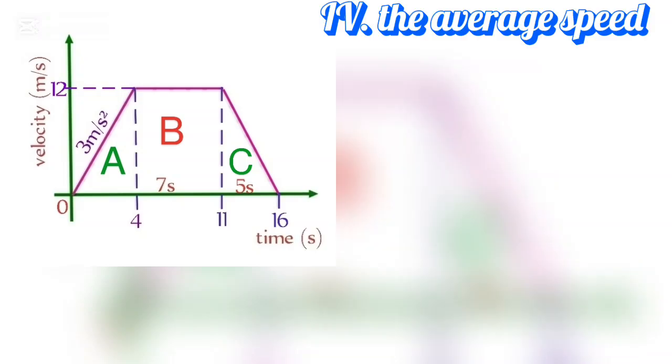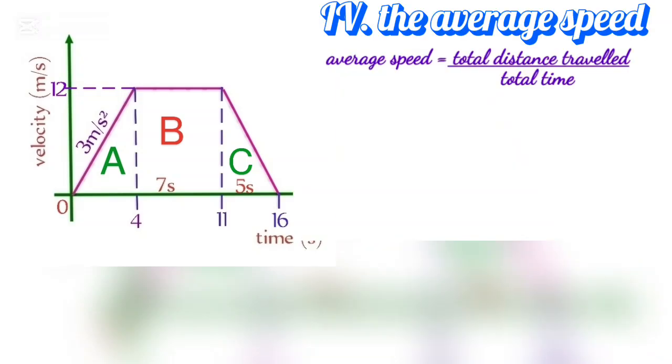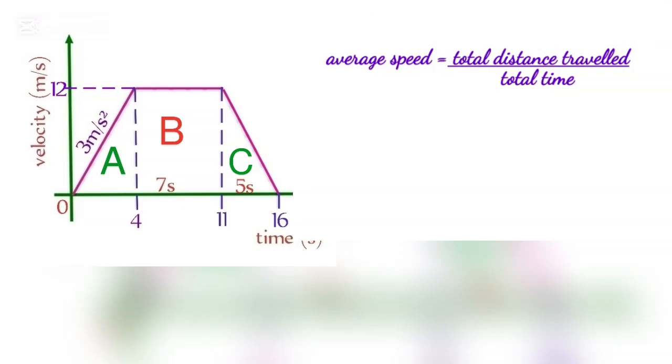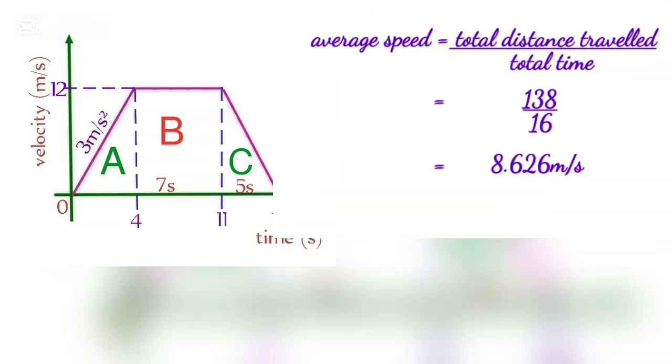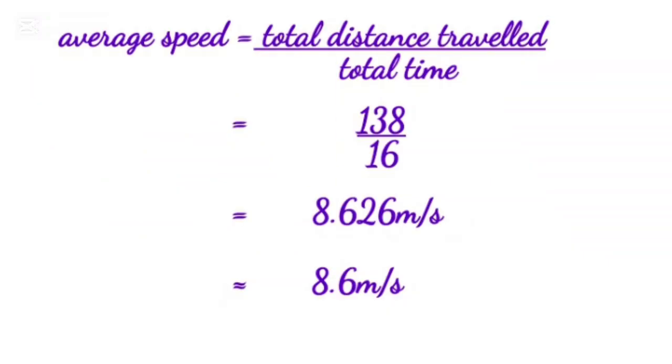Final question. 4. The average speed. Average speed is equal to total distance traveled over total time, equal to 138 divided by 16, equal to 8.625 meter per second, approximately equal to 8.6 meter per second.